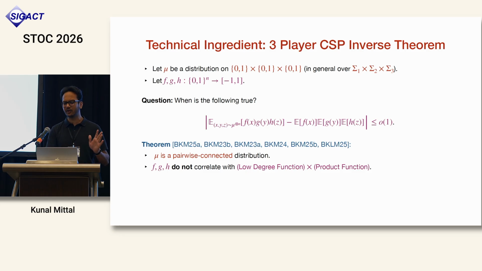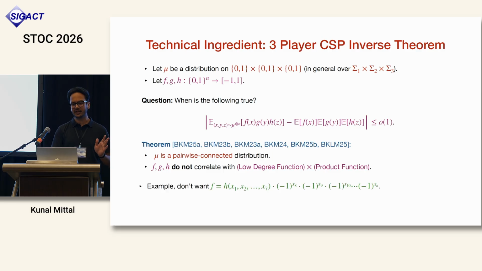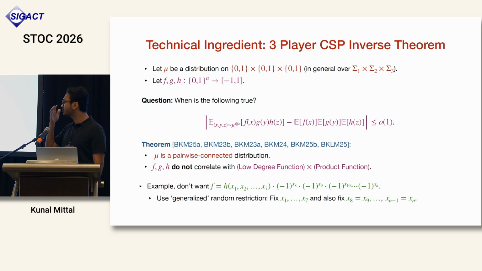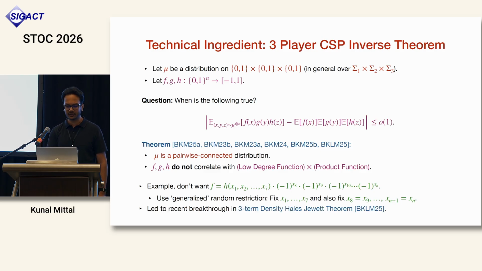I won't go into the explicit definitions, but I'll give an example. If your function looks like some function of the first 7 variables, which is a low degree function, times some function of x8, x9, x10, and so on, this is a product function. These works also develop new notions of random restrictions to deal with it, which I won't go into. And this also led to a recent breakthrough on the problem of the three-term density Hales-Jewett theorem.